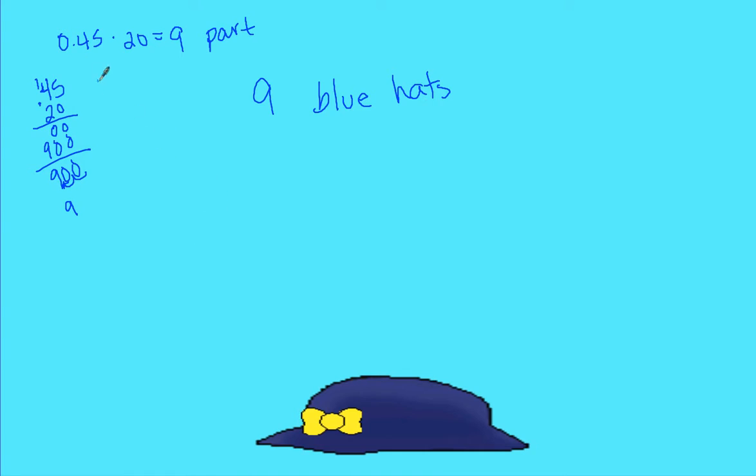Or if you were doing it as a proportion, you know that 45 per 100 has to be equivalent to x per 20. So for every 100 hats I pull, 45 of them should be blue. So if I have 20 hats, how many of them should be blue? In this case, I know that to go from 100 to 20, I divide by 5. So I know 45 divided by 5 gives me 9. So x has to be equal to 9.